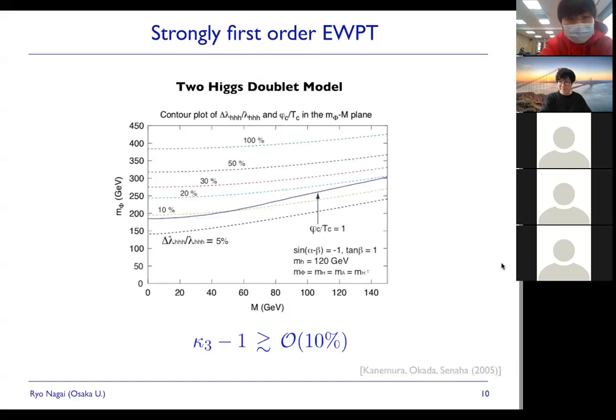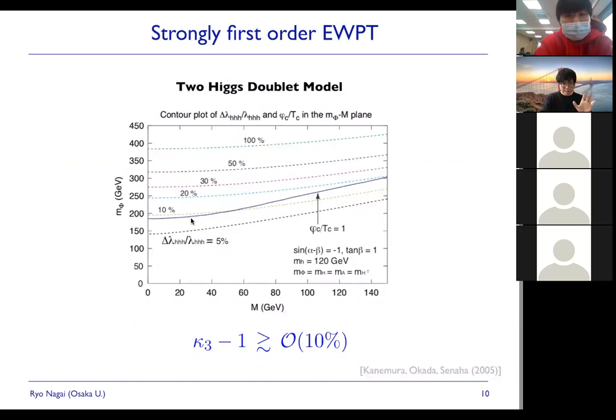Excuse me, I have one more question. When you say new scalar, in your EFT, do we integrate out the new scalar? Sorry? The new scalar whose mass is small m, yes, the y axis. In your EFT, do we integrate out that new scalar, or do we include that particle in the EFT as well? Sorry, this is not EFT analysis. This is the model analysis.